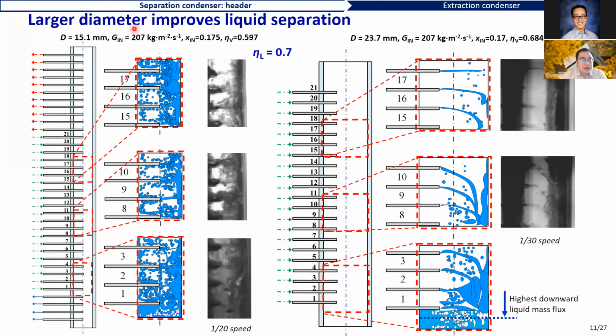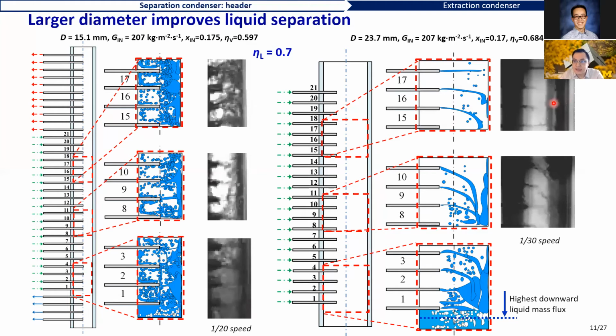So basically, in this slide, we also compare at the same time a nominal small diameter header and a large diameter header, and the phenomenon is totally different. With the small diameter on the left, we can see that the liquid in the upper portion of the header is moving upward, while in the lower portion of the header, the liquid is moving down.